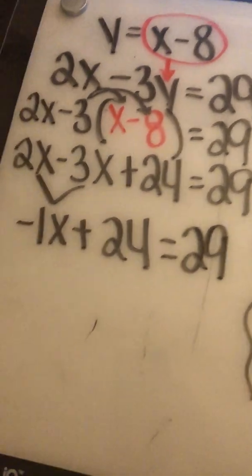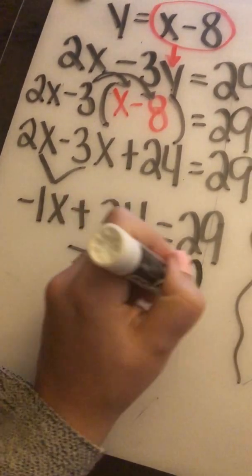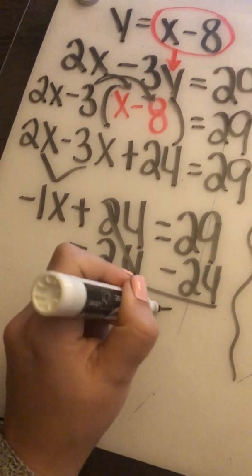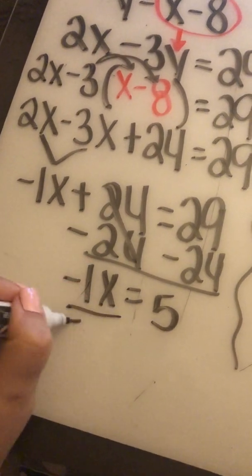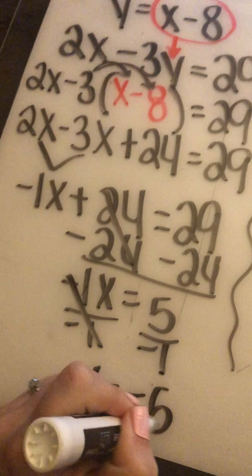And then we would just solve our two-step equation. So I would subtract my constant. I would get negative 1x equals 5. And then I would divide by negative 1. So x equals negative 5.